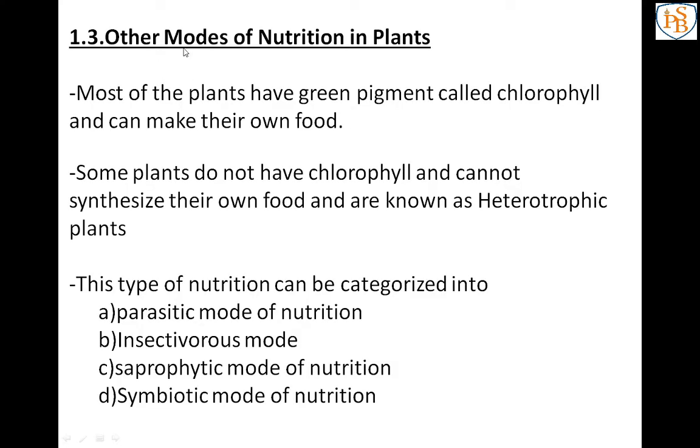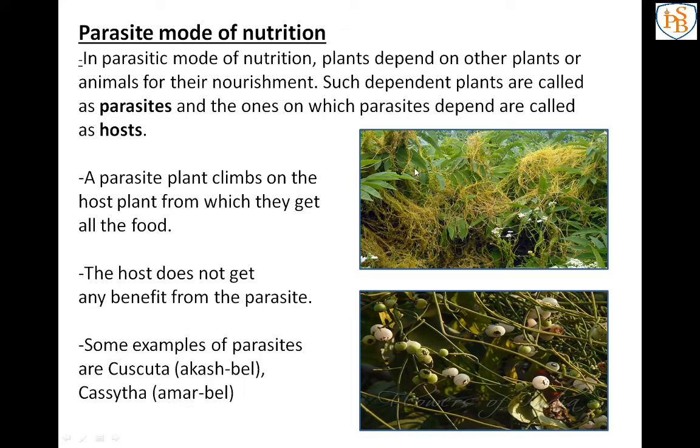Next we have learned the other modes of nutrition related to the heterotrophic mode, because in these nutritions they cannot perform photosynthesis totally. Parasitic mode means one organism depends on another organism for food. If one plant depends on another, that is known as a parasite, and the one on which the parasite depends is the host. So two examples are there, that is Cuscuta and Cassytha.